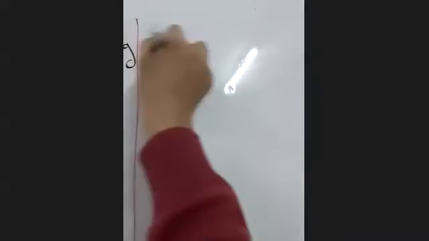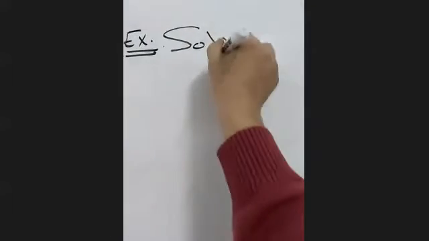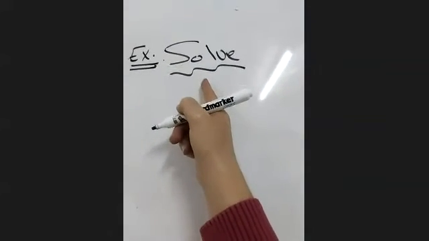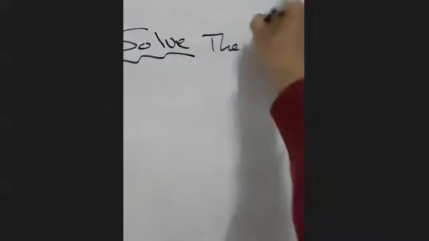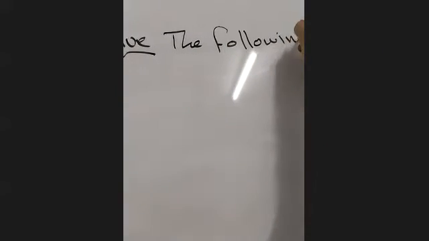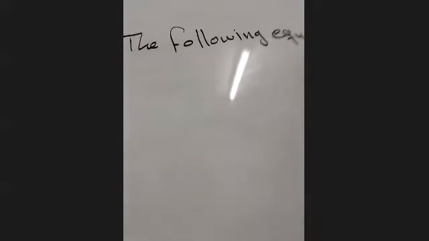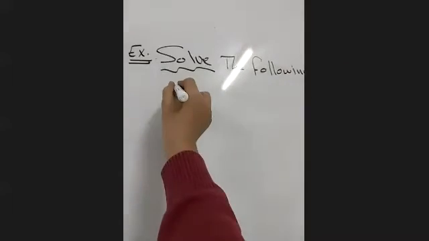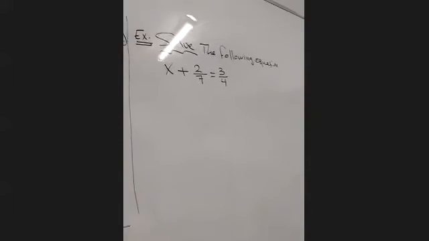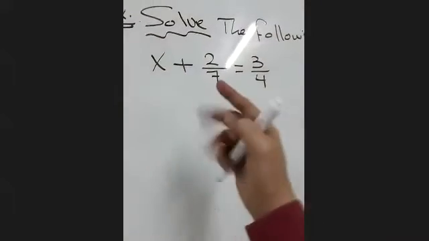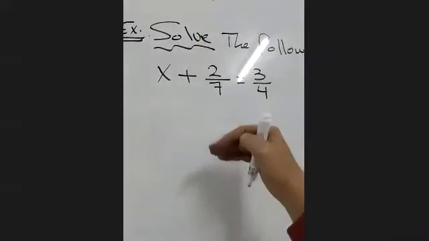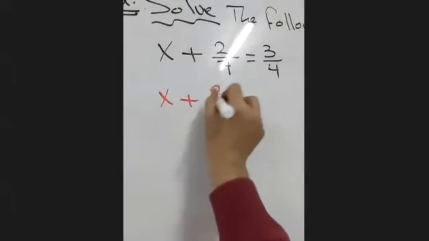Example, solve. Don't forget this word, you will see it a lot. Solve the following equation. Look, Ibrahim. For example, x plus 2 over 7 equals 3 over 4. Fractions. Now, where is the first step? Rewrite the equation. Write the equation again. x plus 2 over 7 equals 3 over 4.